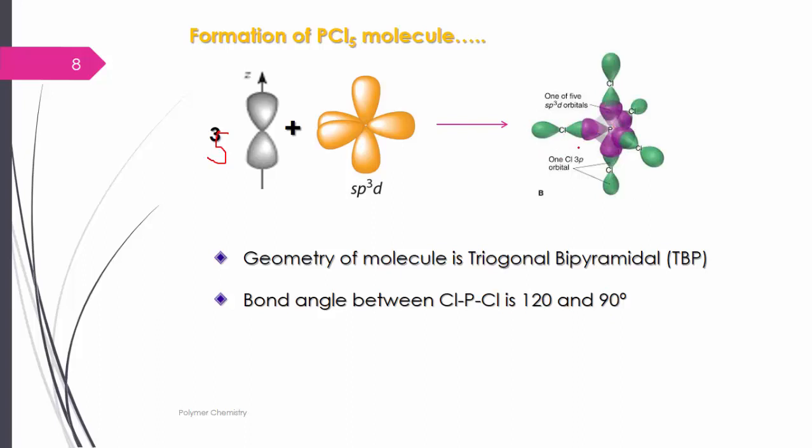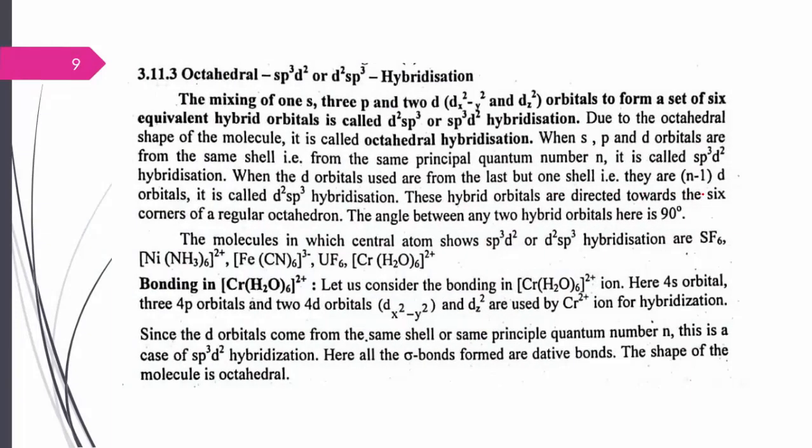Means equatorial bonds are at 120 degrees, and the axial-equatorial bonds will be at 90 degrees. Okay. Now next is octahedral, that is sp3d2 hybridization. This is also very simple.